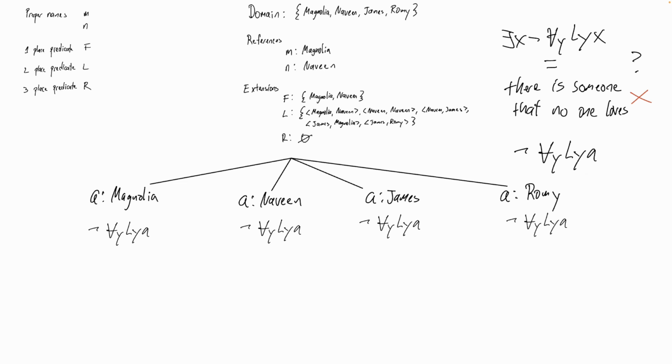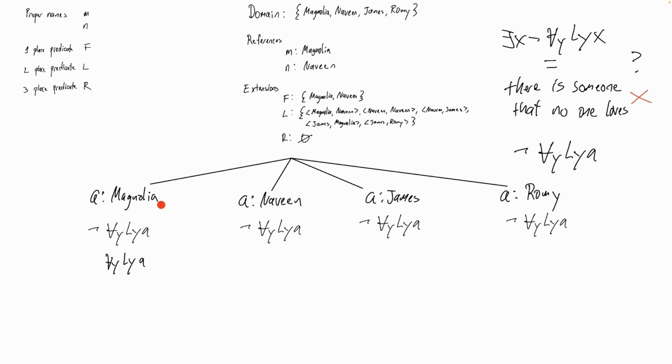Well, let's suppose that we expand the original valuation by letting A refer to Magnolia. Is not for all y, LYA true in that case? Well, not for all y, LYA is true on a valuation just as long as the formula being negated, for all y, LYA, is false on that valuation. So now the question becomes whether for all y, LYA is false on this valuation where A has been stipulated to refer to Magnolia.